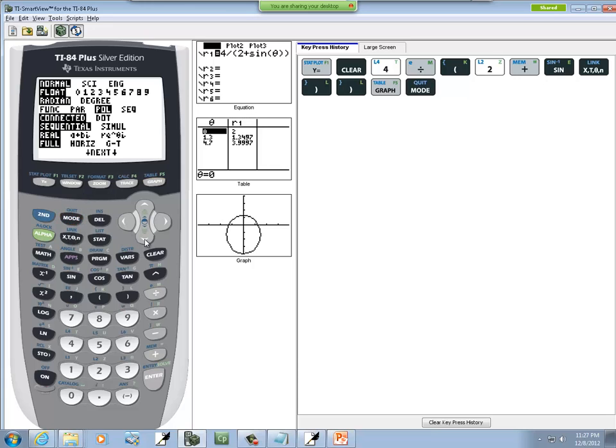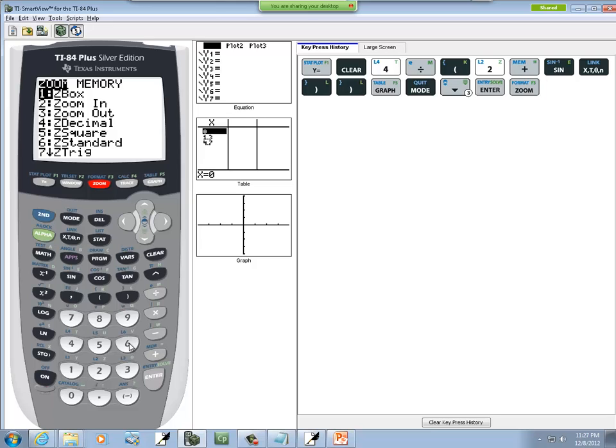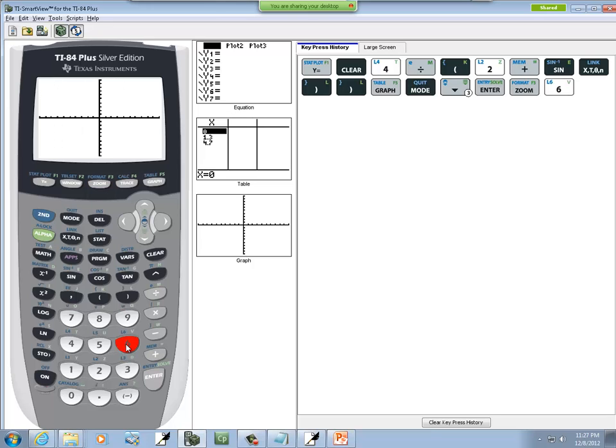I'm going to go down to the line that says function, PAR, POL, SEQ, and we want to choose function. So I press enter on it. And then I'm going to press zoom, and I'm going to choose 6 for ZStandard. And now you're back to your standard viewing window.